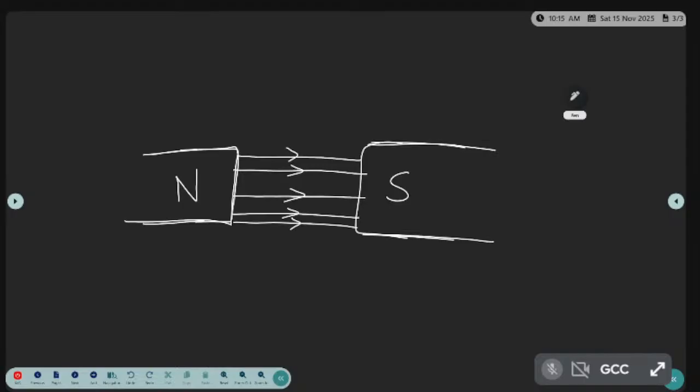So instead of using one conductor, I am using a bunch of conductors. I am rotating the bunch of conductors here.